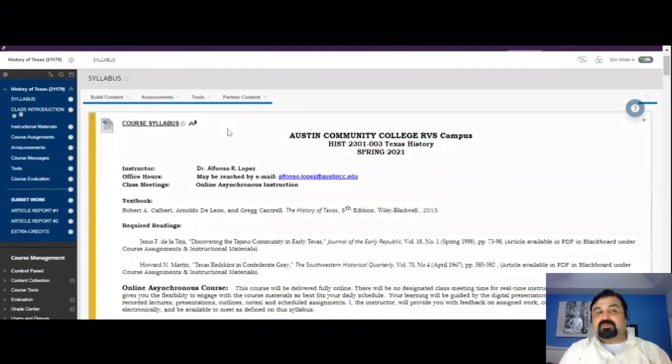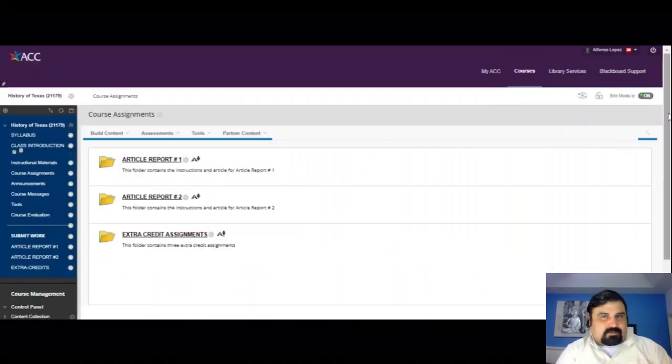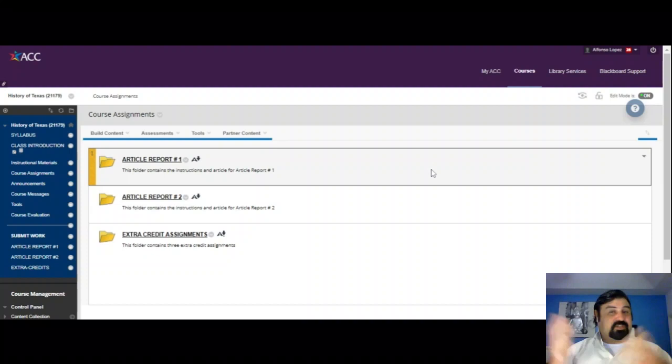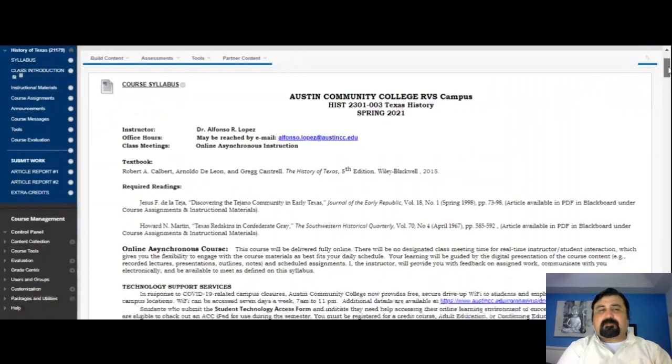For example, when you go to course assignments, you click on course assignments, and those are the assignments that are required. They're due at the end of the semester. Article report number 1, article report number 2, those are two folders. If you click on them, the instructions are going to be there, and also the article that you need to read is already there. Okay, so you don't need to search for those articles anywhere. Again, those are due towards the end of the semester. It's something that I'm going to get back to in a few minutes here.